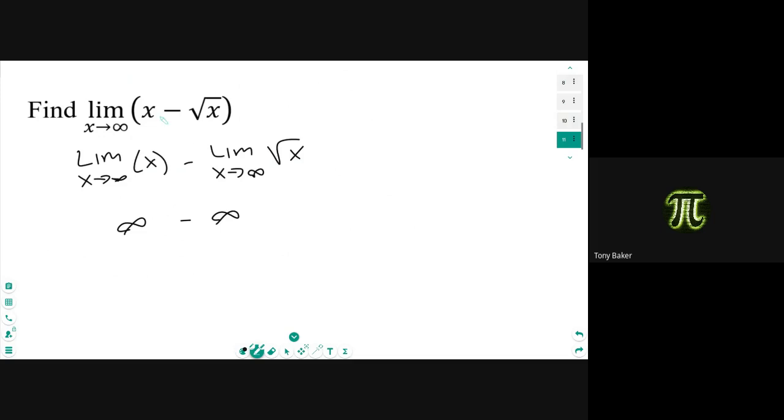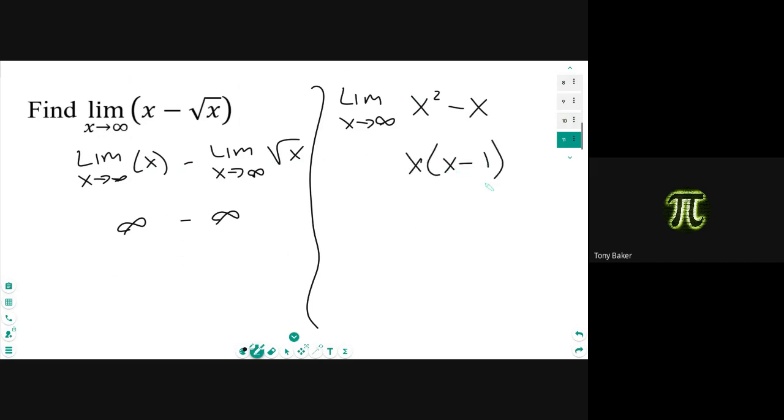And the problem that I did in class, which probably was a little bit easier than this one, was that. If you think back to your algebra pre-calculus class, what would you do to x squared minus x? I could factor out an x, right? So this would be x and then x minus 1. Now, if you look at it, that goes to infinity, that goes to infinity, and I have infinity times infinity, which I can do. That's infinity.